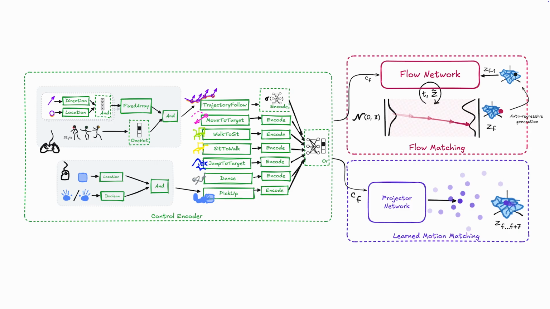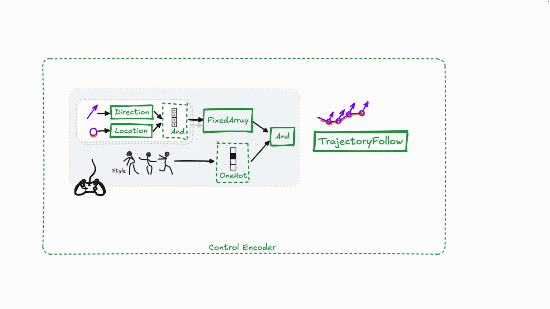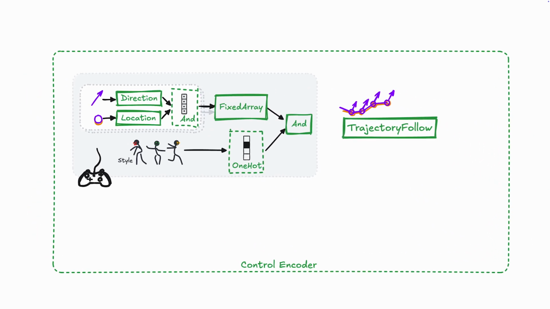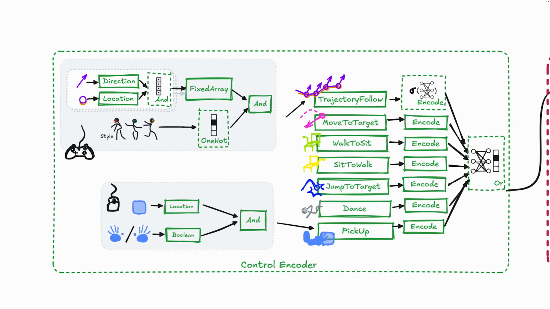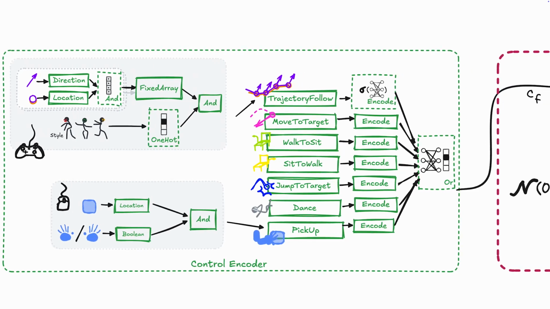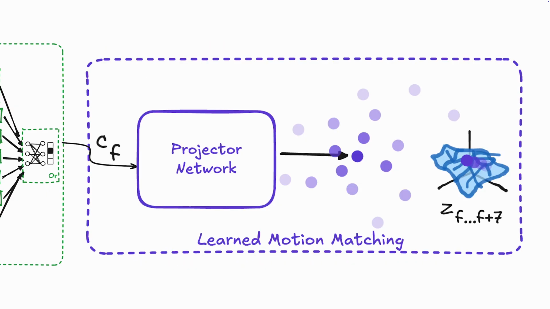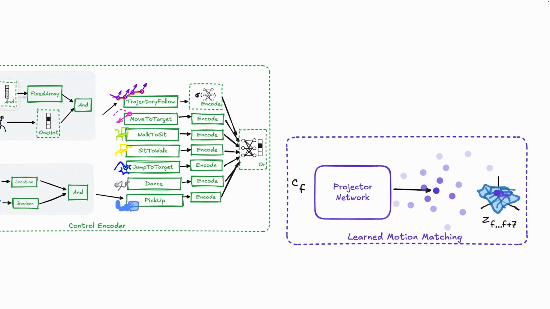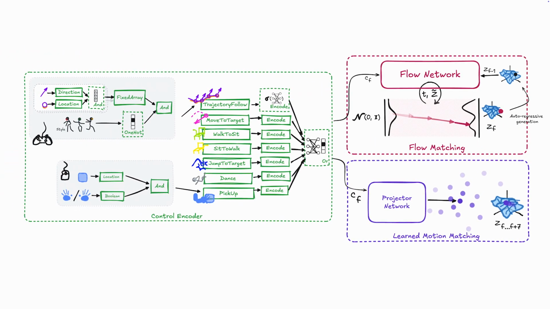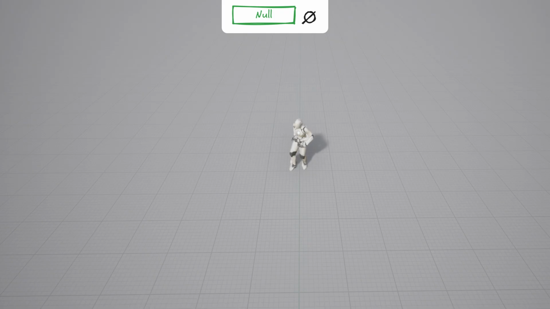We showcase control operators on two state-of-the-art character controller types: a flow matching-based autoregressive generative controller, and a controller based on learned motion matching. At each frame, control operators convert the gameplay inputs into an encoded control vector. This encoding and the previous latent pose are then fed into a network, which transports a random noise sample into the next frame's latent pose. The encoded control can also be mapped directly to the next animation segment using learned motion matching. We now explain some of the different operators.